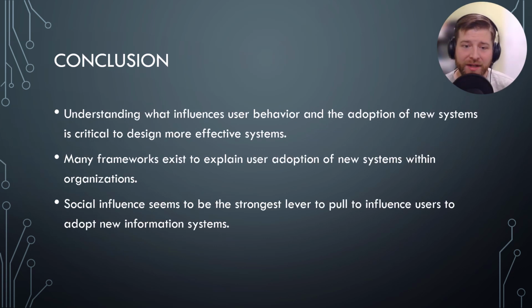So in conclusion, understanding what influences user behavior in the adoption of new systems is critical to design more effective systems that are easier and more likely to be adopted by end users. Many frameworks already exist to explain user adoption of new systems within organizations, and the most powerful lever that one can pull based on these frameworks is social influence. Mandating that a technology gets used doesn't seem to impact long-term use behavior. However, social influence does.